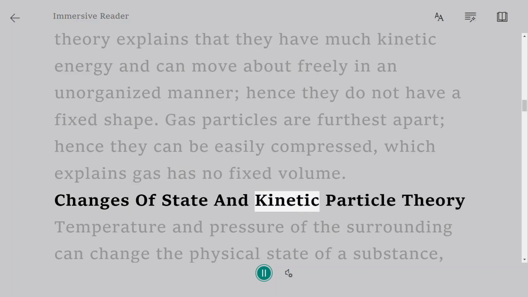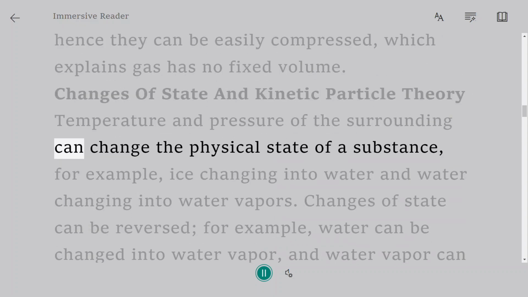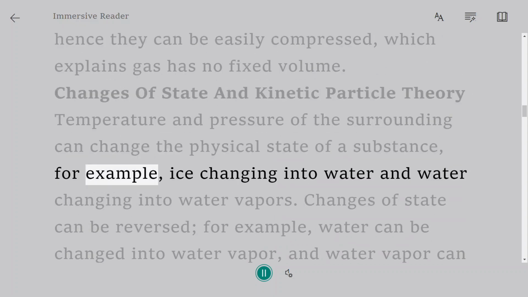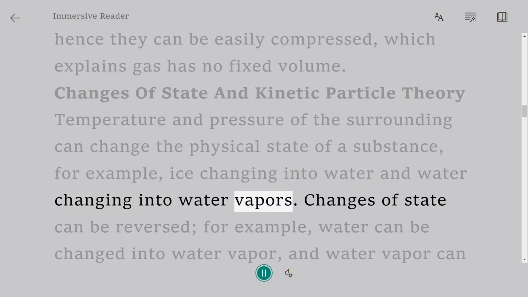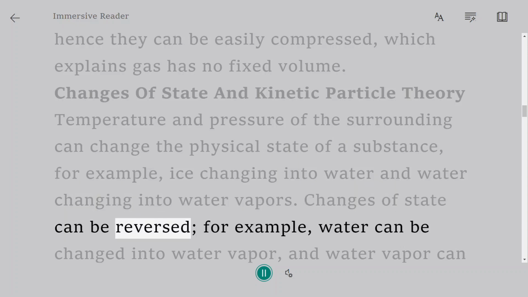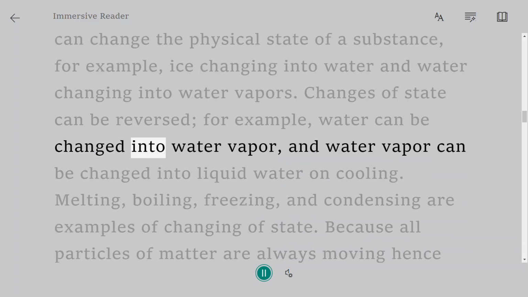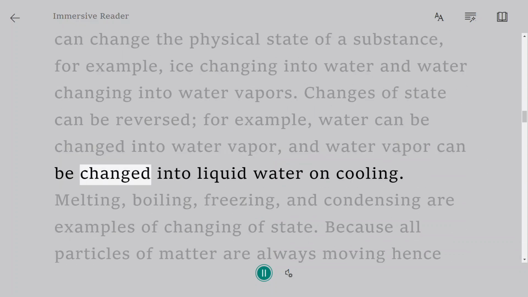Changes of state and kinetic particle theory. Temperature and pressure of the surroundings can change the physical state of a substance, for example, ice changing into water and water changing into water vapor. Changes of state can be reversed, for example, water can be changed into water vapor, and water vapor can be changed into liquid water on cooling.